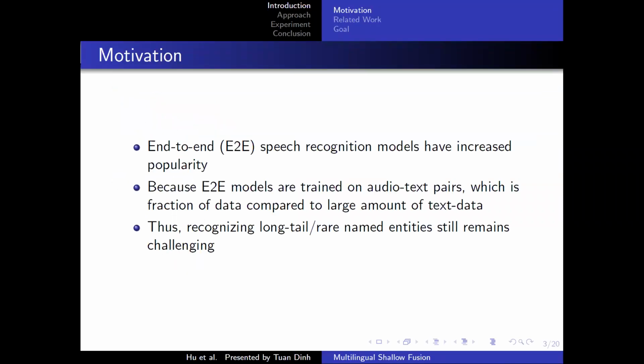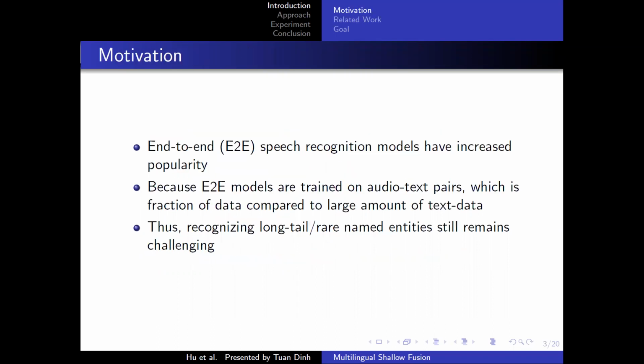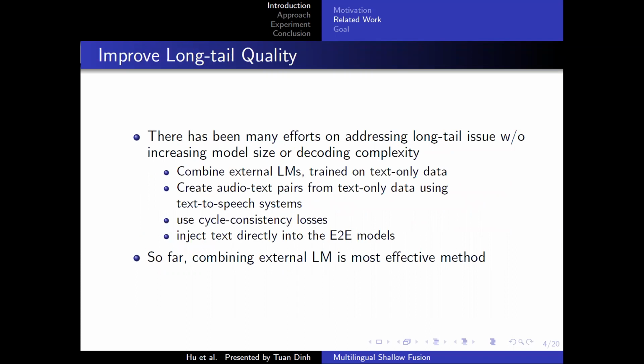End-to-end speech recognition models have increased in popularity. However, the end-to-end models are trained on audio-text pairs, which is only a fraction of data compared to the large amount of text-only data. Therefore, recognizing long tail or rare named entities still remains challenging. There have been many efforts on addressing long tail issues without increasing model size or decoding complexity.